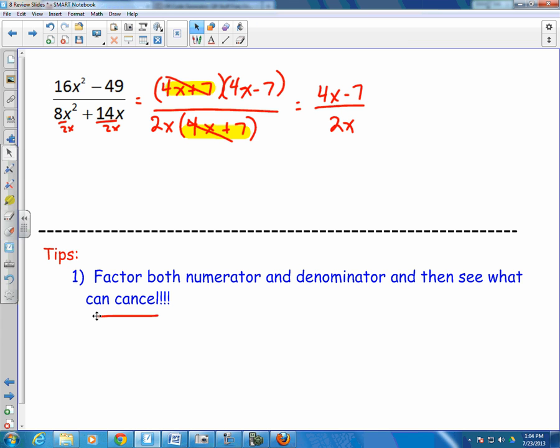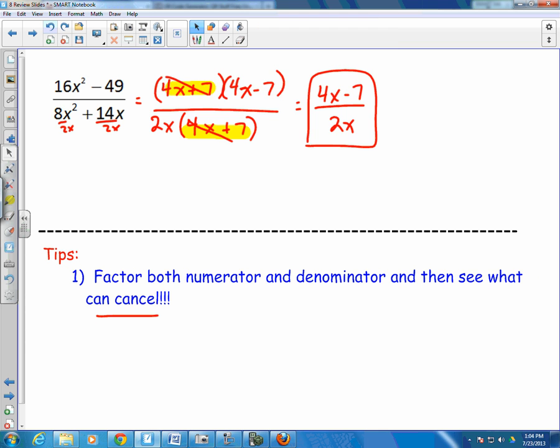Do not try to reduce those. Those are not reducible, so don't do it. You can't reduce unless all three things, in this particular case the 4, the 2, and the 7, are reducible. In this case, they are not because they don't have a common factor. So my answer here is just 4x minus 7 over 2x.